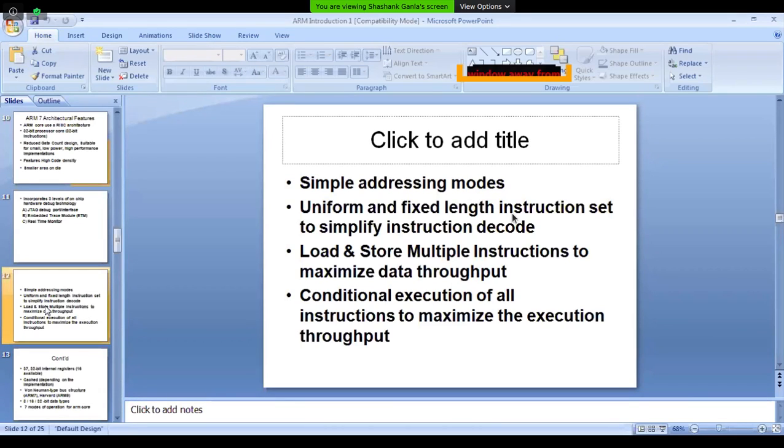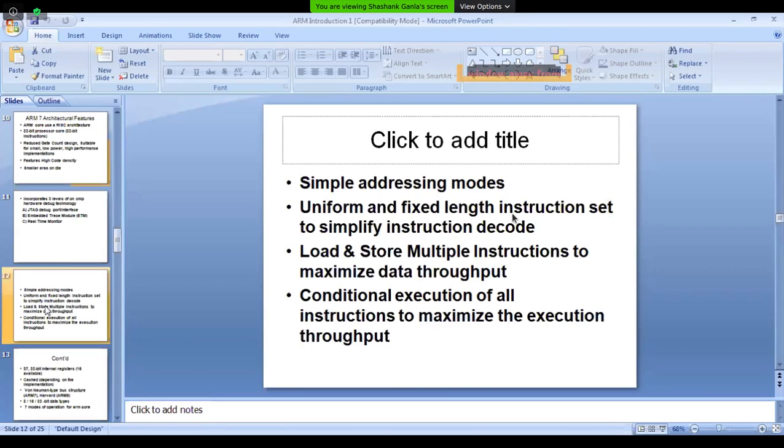Next, any RISC architecture definitely supports load and store instruction types. Load and store instruction types imply that any operation that has to be done on data available in memory, that data must first be brought from memory to a register, which is called a load operation. And after we operate on the register, we can update that value back into the memory location, which is called a store operation.